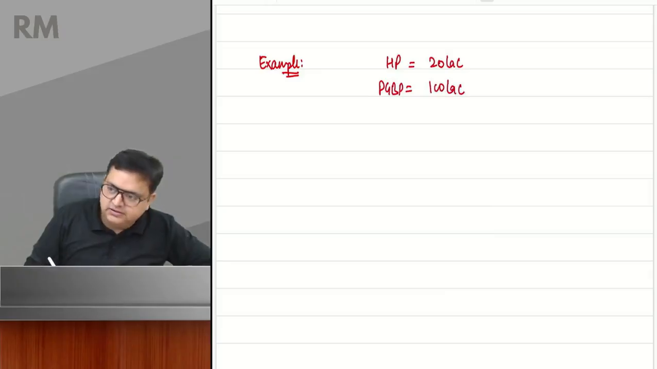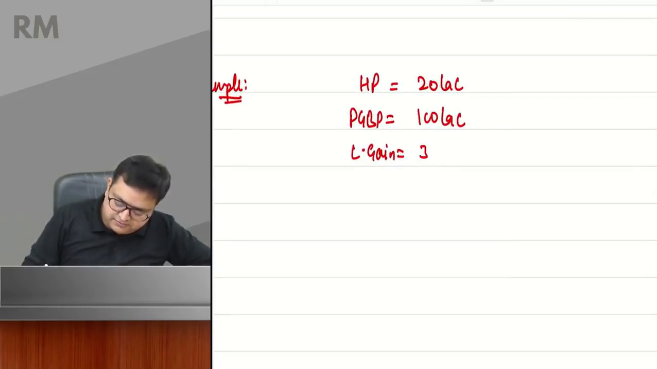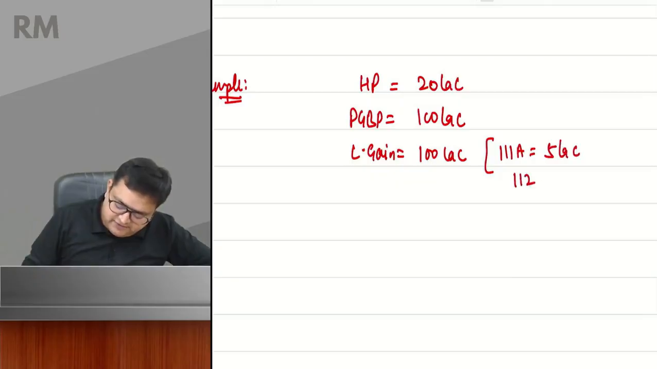Example. This person has house property income of 20 lakh. This person has PGBP income of 100 lakh. This person has capital gain of 100 lakh, out of which 111A is 5 lakh, 112 is 2 lakh.